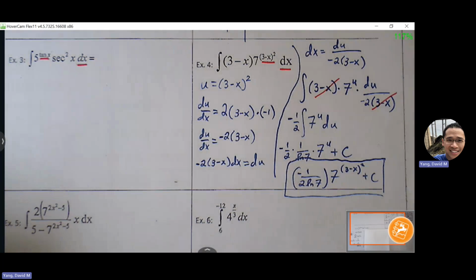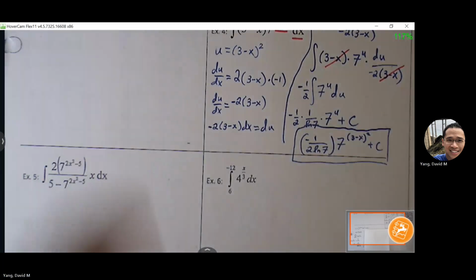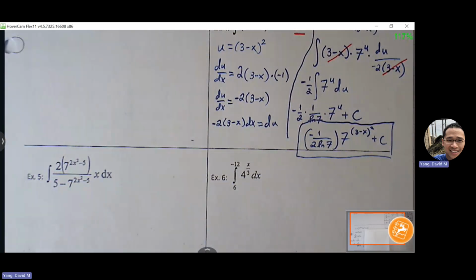All right, number 5. This looks a little bit more complicated. 2 times 7 to the 2x squared minus 5, all over 5 minus 7 to the 2x squared minus 5, x dx. So I see numerator and denominator. I look to see that there's more than one term in the denominator. I can't split this up into individual fractions. So we've got to use substitution.